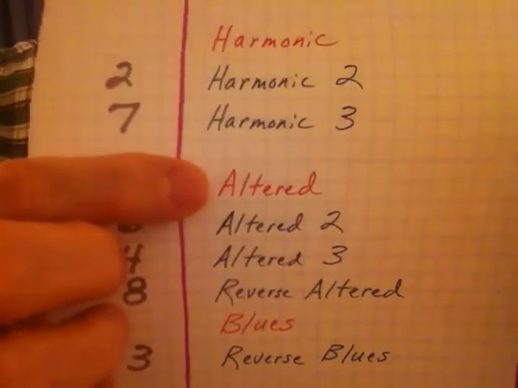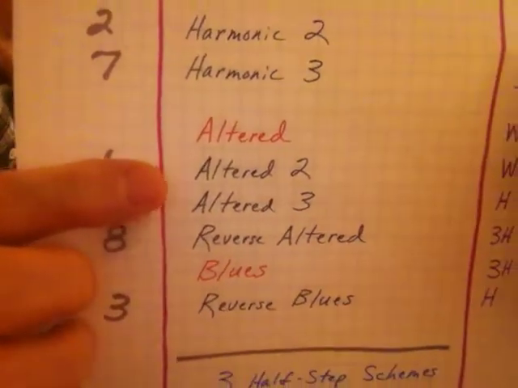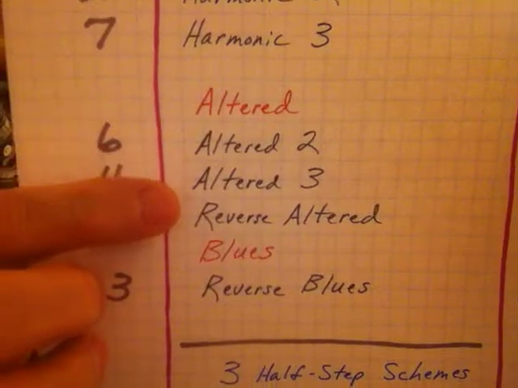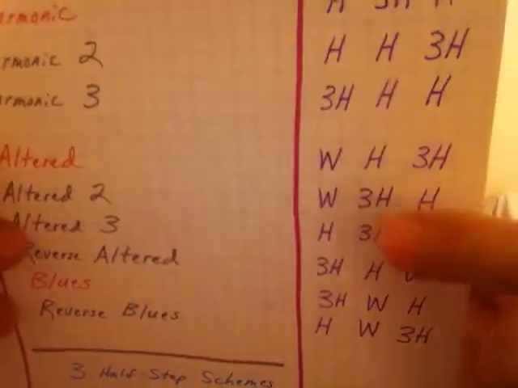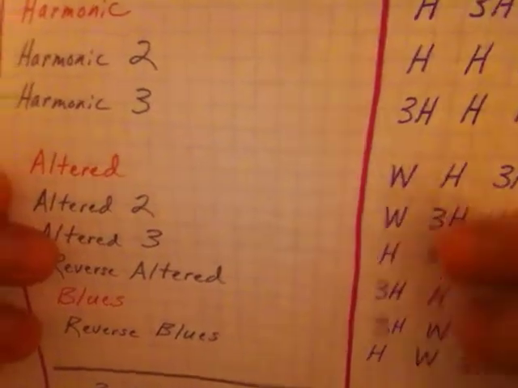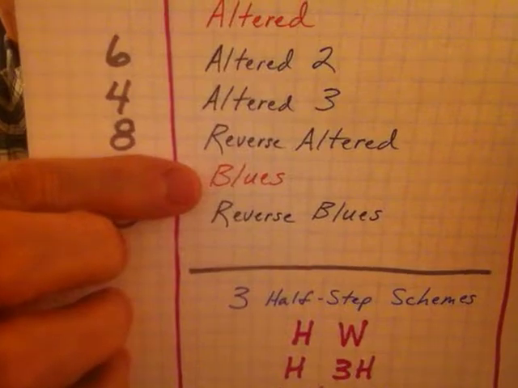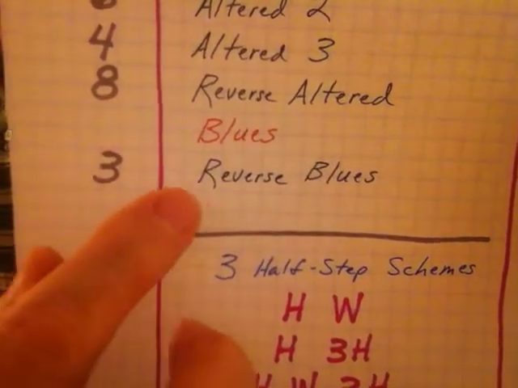And here's your basic altered scale phrase. But here are your 3 variants or variations: the altered 2, altered 3, and reverse altered. And then in that same group of half-step combinations, that same scheme, you have the blues, that's your basic from your basic 8. But in your unusual or variant pile, you have your reverse blues.